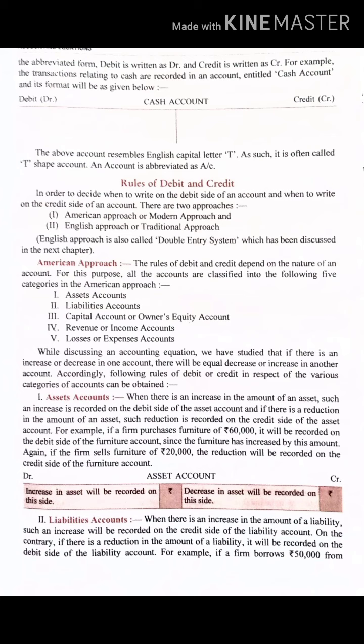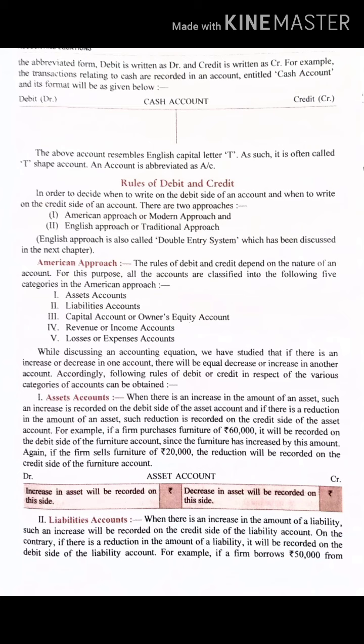Now they have purchased furniture, that means it has increased. So we will record it on the debit side of the furniture, and since the furniture has increased, we will show it on the addition side. Now if at all it is sold, we will show it on the credit side, that is the reduction side. Am I clear? So you can make one asset account, divide it in two parts. When there is an increase in assets, it will be debit side, and if it is a decrease in assets, it will be credit side. Okay.